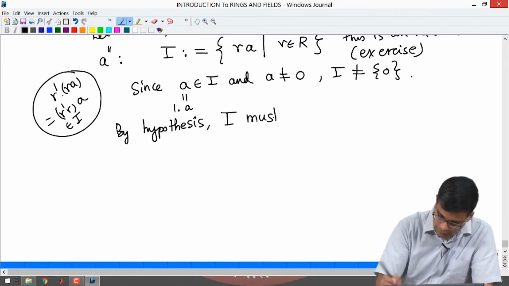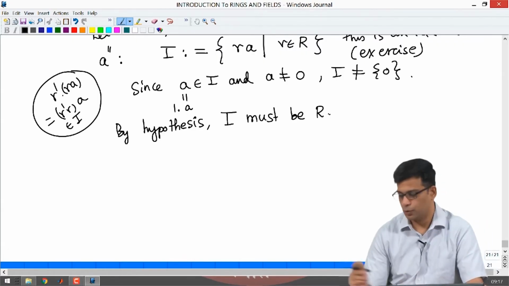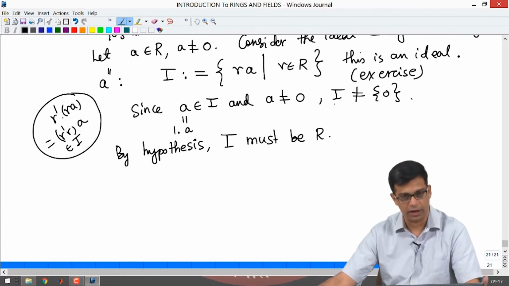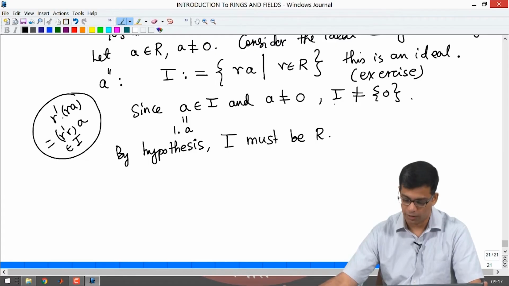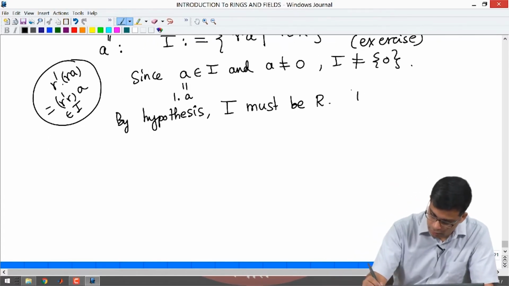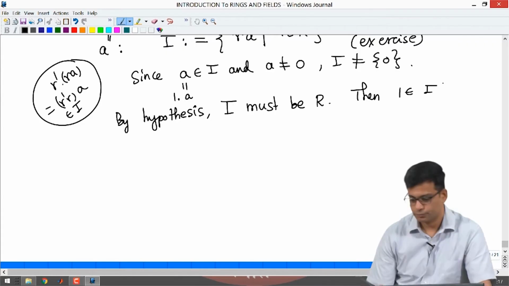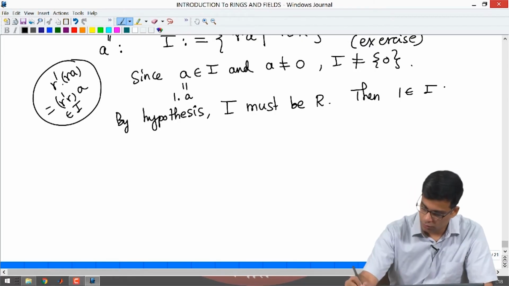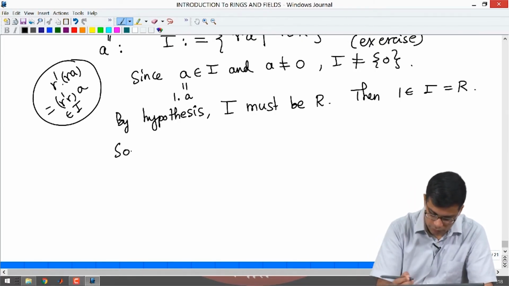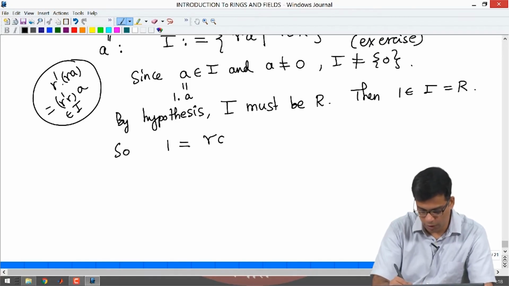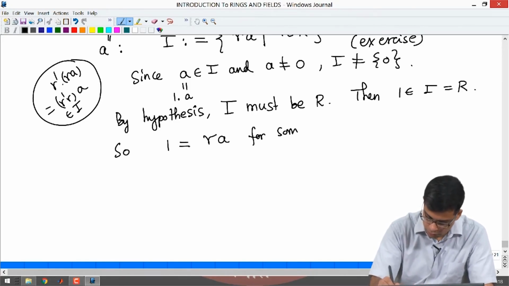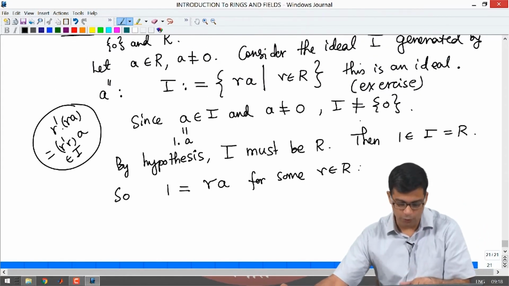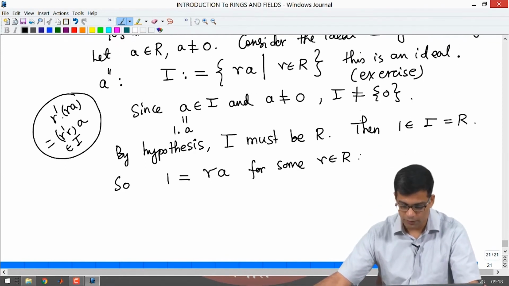I must be R, because what is the hypothesis? Hypothesis is that the only ideals in R are 0 and R, and we have here an ideal I which is not 0, so it must be R, but then 1 belongs to I. 1 belongs to I because 1 is an element of R, I is equal to R. So, in other words, 1 has to be of the form ra for some r, because I only consists of elements of the form ra, and 1 is one such element. So, 1 is equal to ra for some r in R.